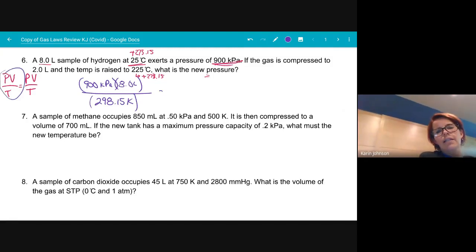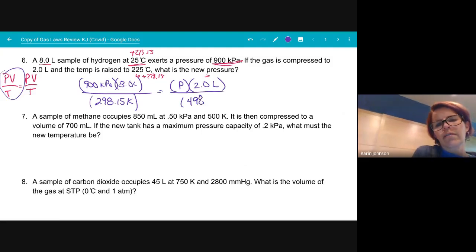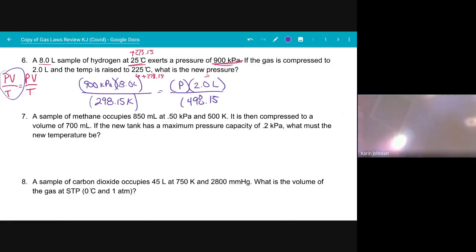Now I'm going to set that equal to our new pressure. We don't know our new pressure, so I'm going to leave that as our variable that we have to solve for. Our new volume is 2.0 liters, and our new temperature is 225 plus 273.15, so 498.15. And then we just have to do the math. We have to get P all by itself.